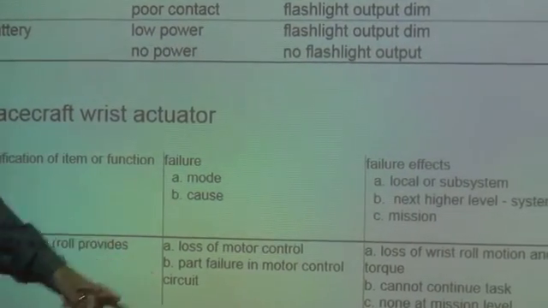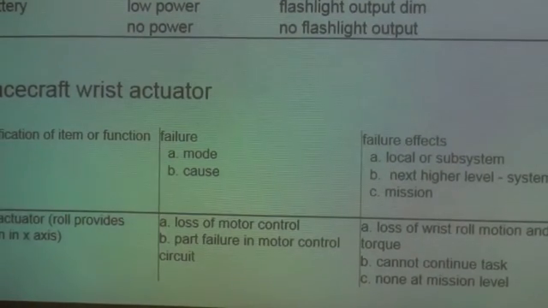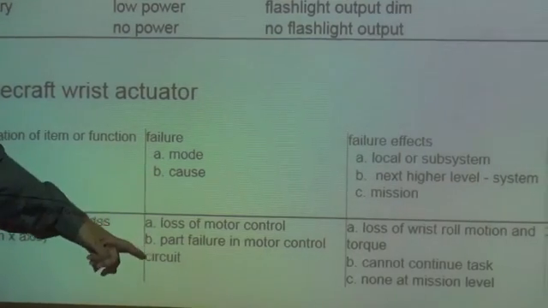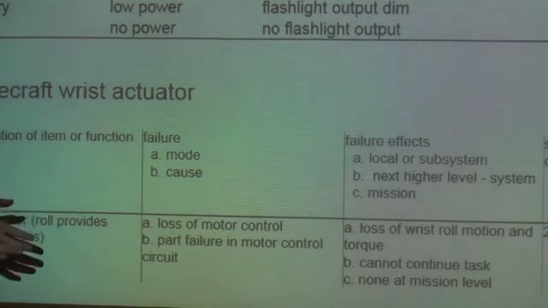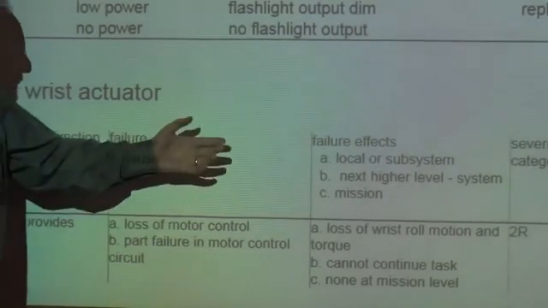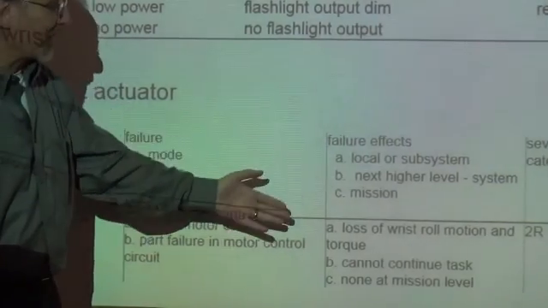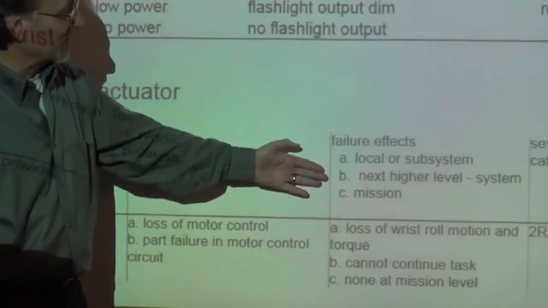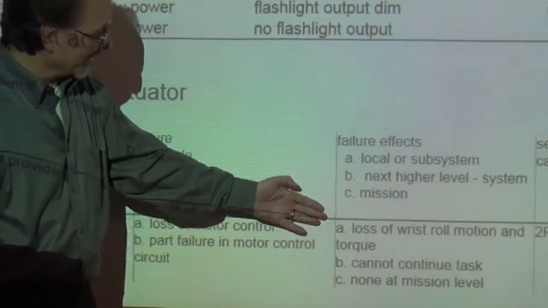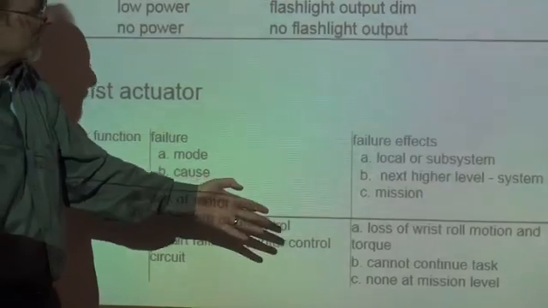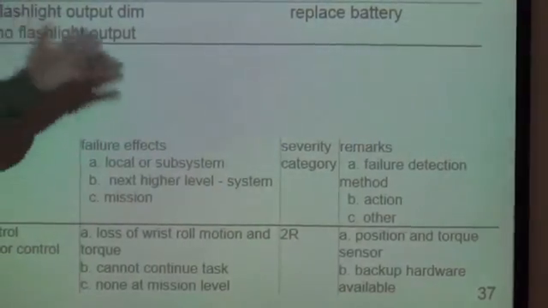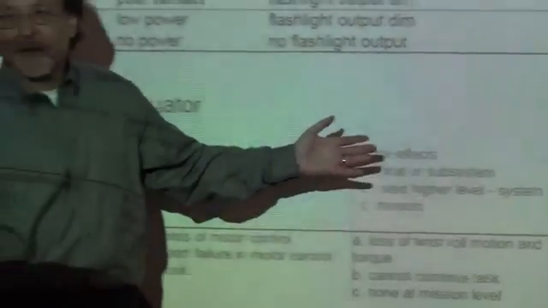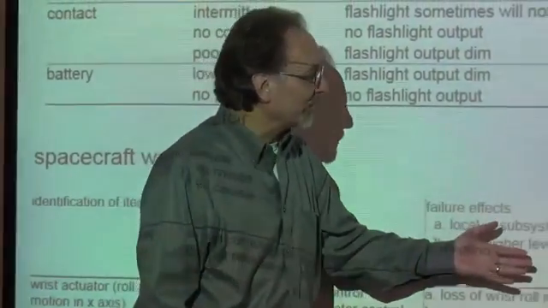A mode, B cause. So the failure mode and the cause are in the same column, and they are labeled A or B. Then the effect is at 3 different levels: local or subsystem, next to a higher level system, and for the mission. That was kind of interesting. And then they have some severity category. It doesn't matter what it is, but that would be meaningful if you had a set of severity categories that were meaningful for you.